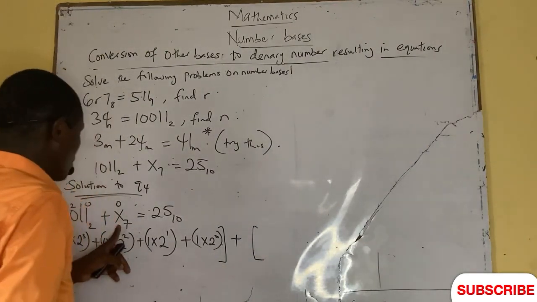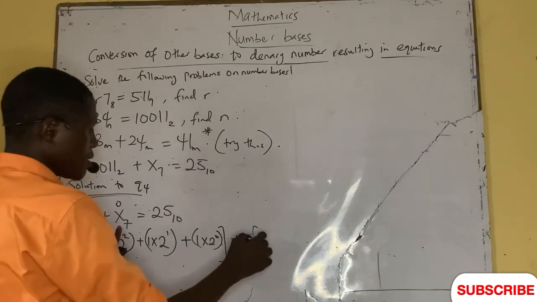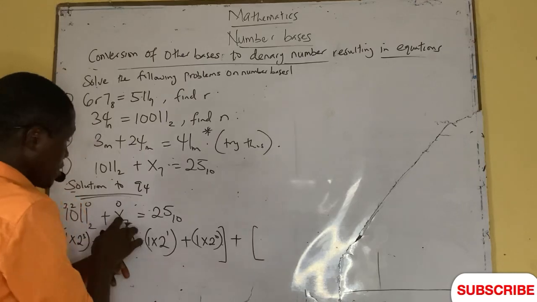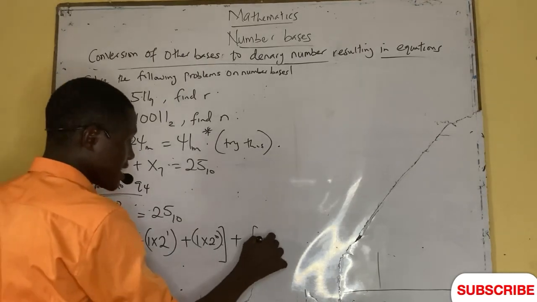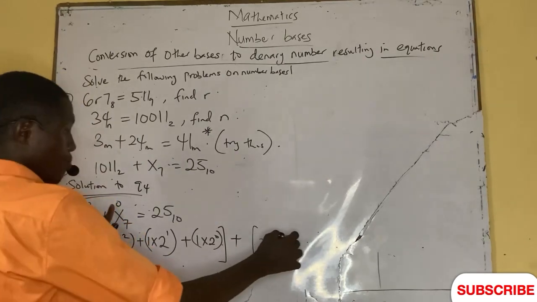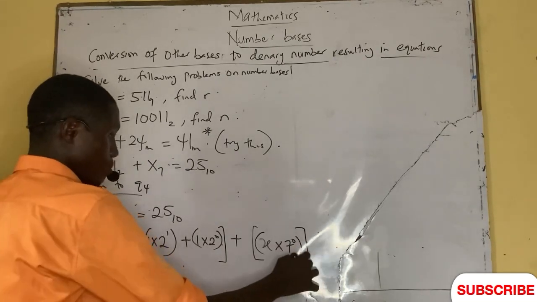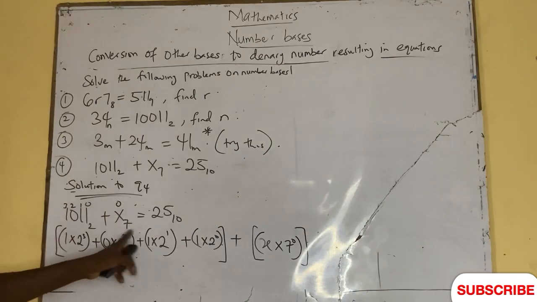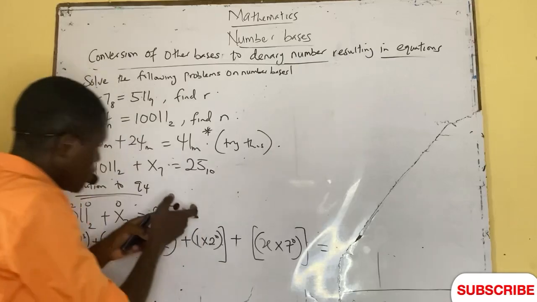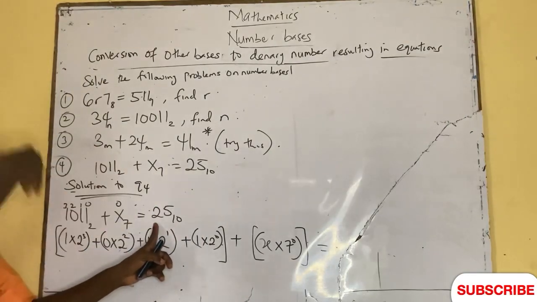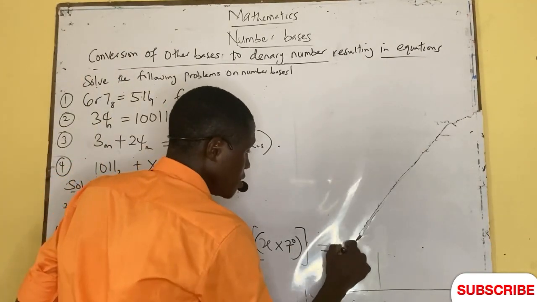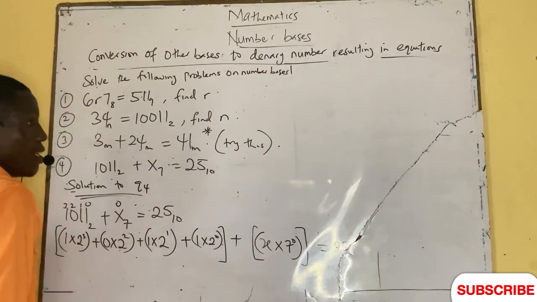So now we have this one. X base 7 is going to be x multiplied by 7 raised to power 0. You put it in a bracket, then you put it in a bigger, square bracket, which is equal to 25. I told you, you don't need to expand this. Even if you expand it, you are still going to get 25, so there's no need for stressing yourself. Just write 25. So that's how you do these ones.